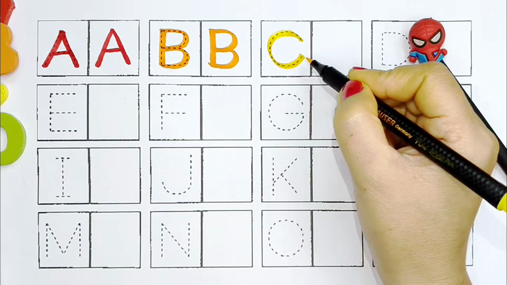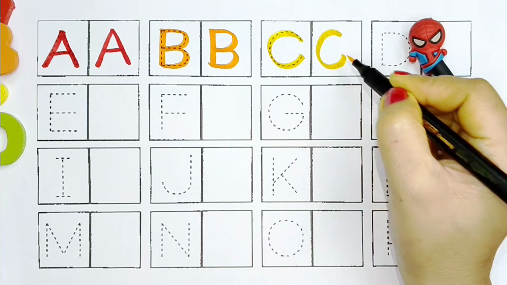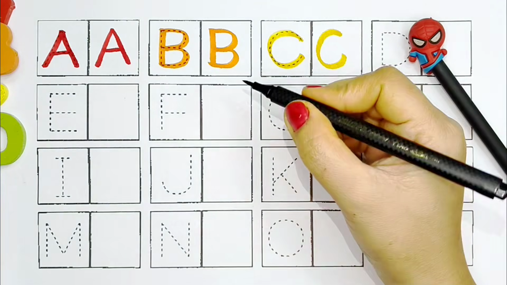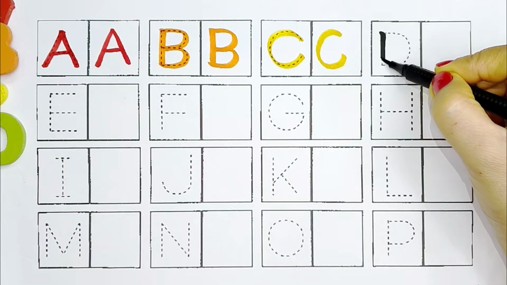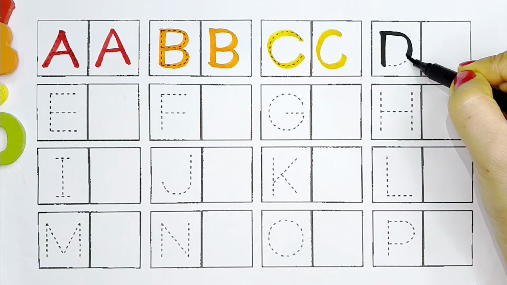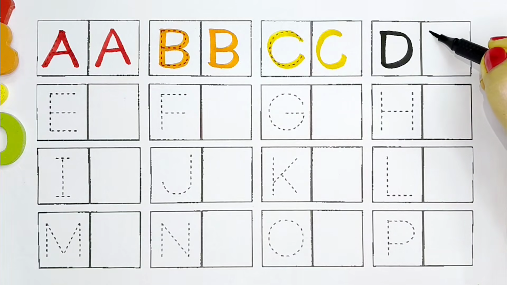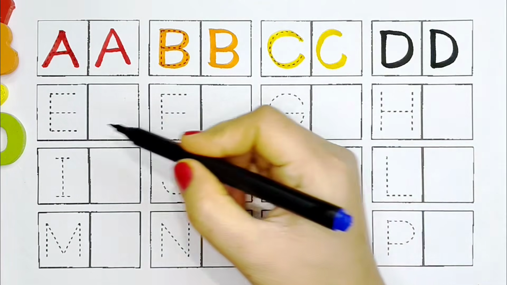C for cat. C for cow. Black color. D for dog. D for duck. Blue color.